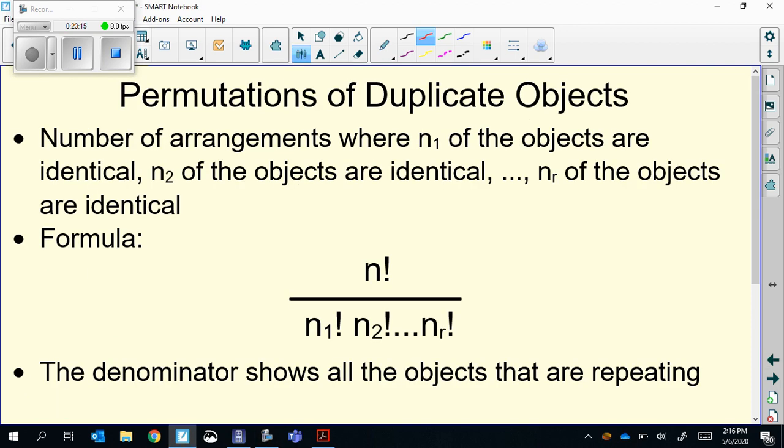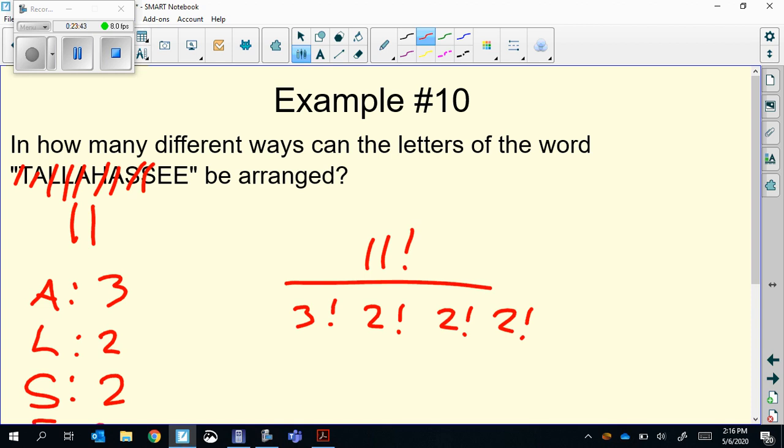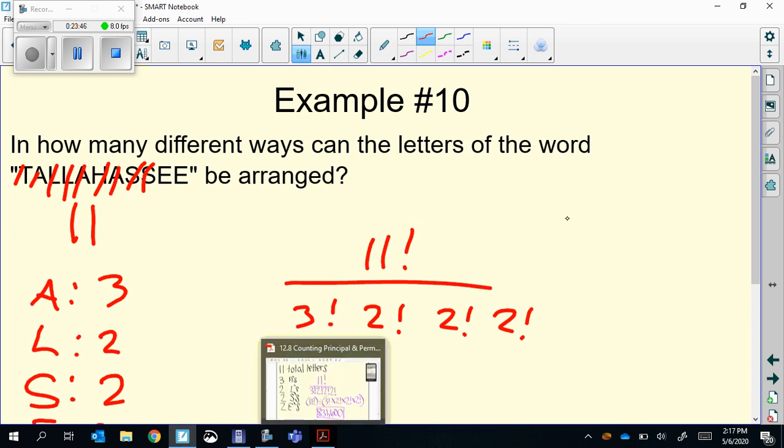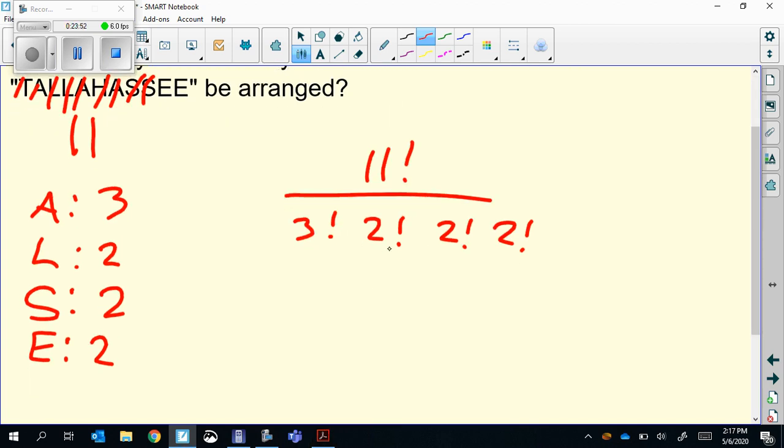So like we said back here, you take the number of objects, so there's 11 letters, and then the things that repeated. We had 3 A's, 2 L's, 2 S's, 2 E's. Those were our repeats. And the numerator is just the 11 factorial. So you can type this out exactly as is. 11 factorial, that would make sense to type into our calculator.